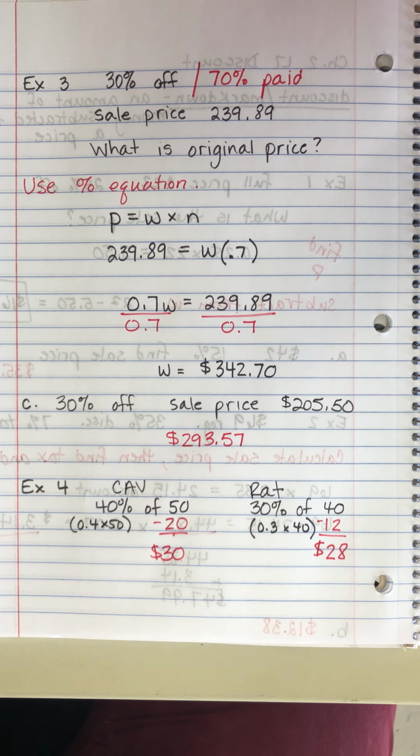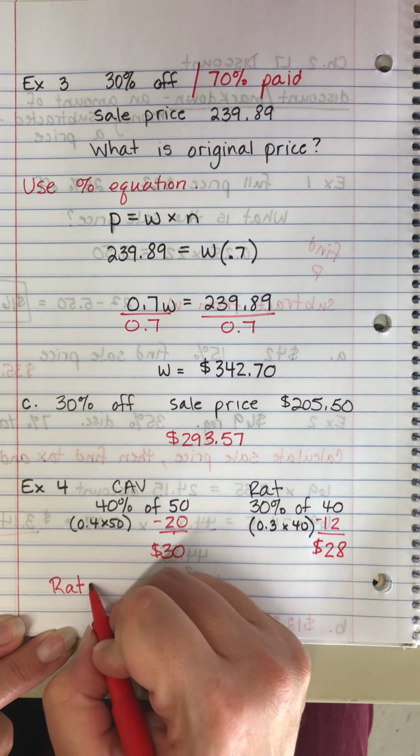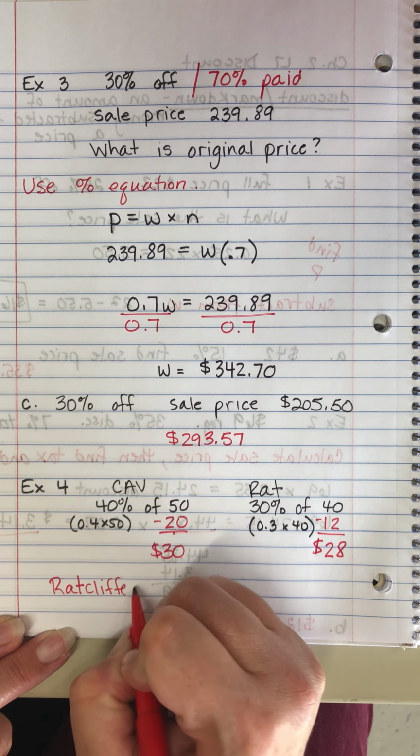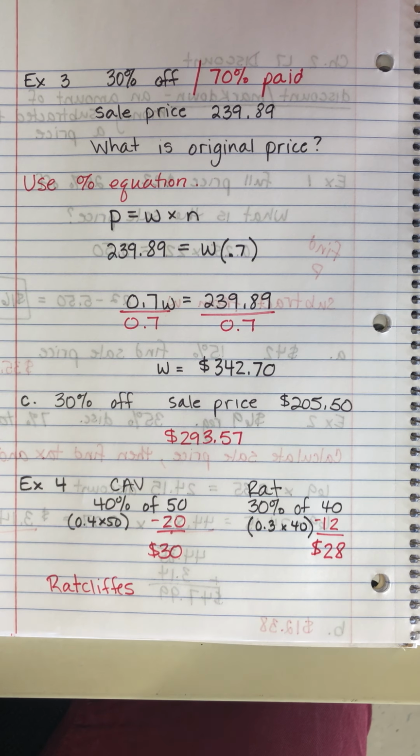Now, there's my proof. There's my work. What's the question? Which store has the better sale? Ratcliffe's has the better sale. Because, right? You've got your work to back up your answer.